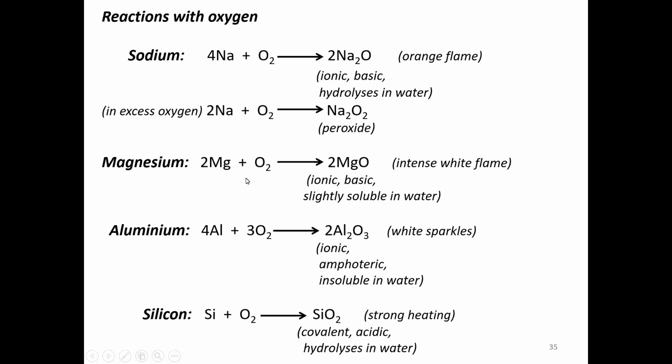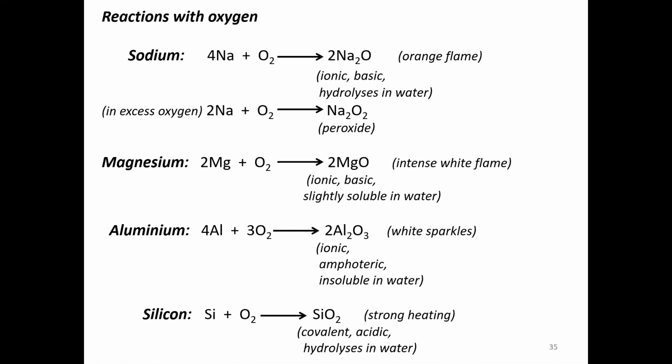For magnesium, it reacts with oxygen to form the oxide, which is ionic and basic. And it glows with an intense white flame, while sodium glows with an orange flame. Your aluminium also reacts with oxygen to form the oxide, which is ionic but amphoteric, and it glows with a white sparkle.